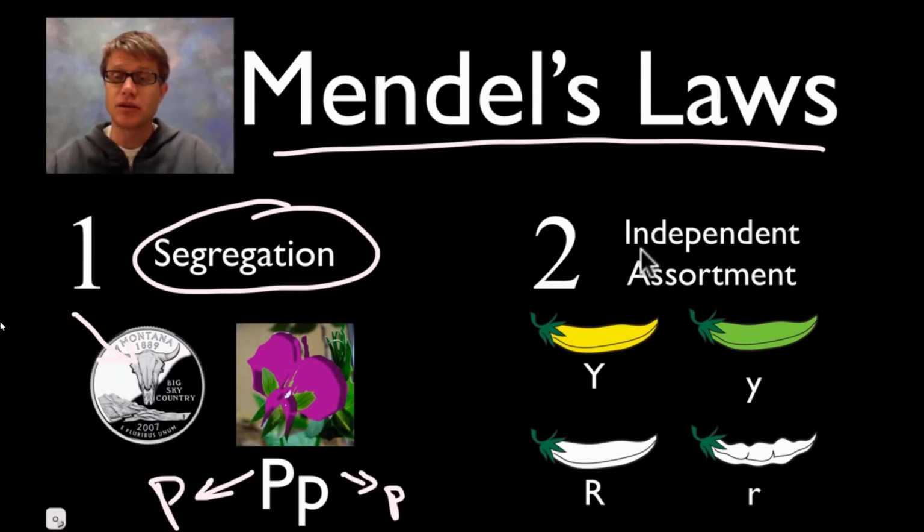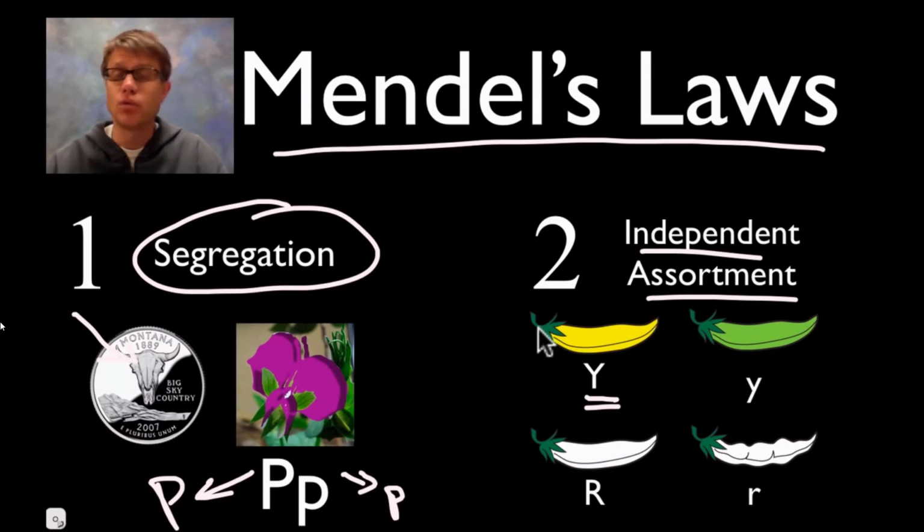Next thing he discovered was the idea of independent assortment. Once you've discovered genes, the big thing we have to figure out then is, are genes tied together? In other words, this one, and please remember these letters because they'll come up in just a second, is a yellow pod, and then this would be a green pod. We normally use the capital letter to represent the dominant trait. In this case, it's yellow. And then the recessive letter is going to be the green. And then this one would be round seeds, and this would be wrinkled seeds. So basically this is going to be the dominant, and this is the recessive.